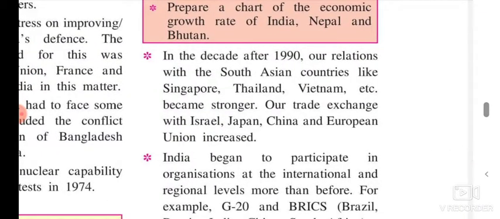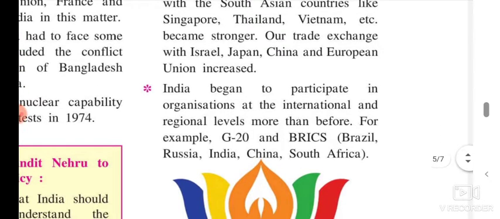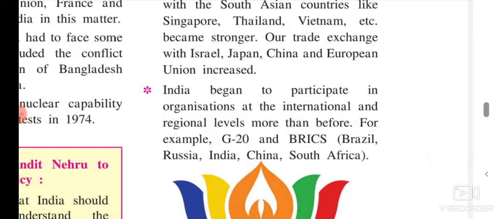In the decade after 1990, our relations with South Asian countries like Singapore, Thailand, Vietnam, etc. became stronger. Our trade exchange with Israel, Japan, China, and the European Union increased. India began to participate in organizations at the global and regional levels more than before, for example, G20 and BRICS, that is Brazil, Russia, India, China, and South Africa.